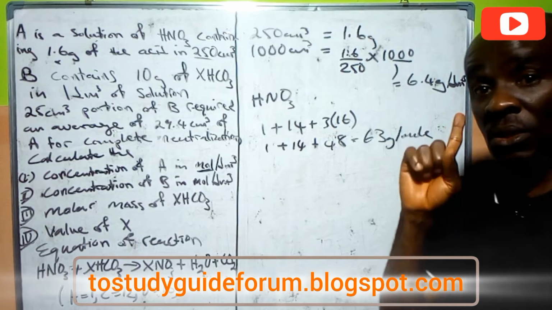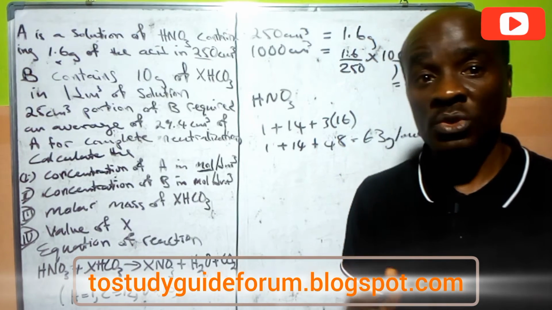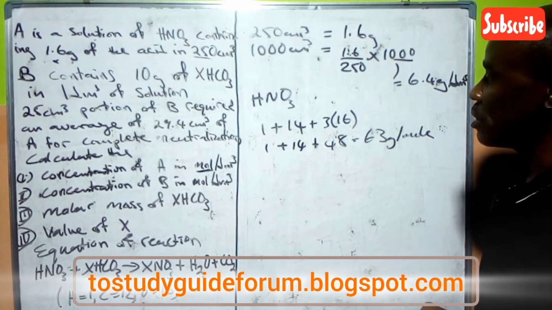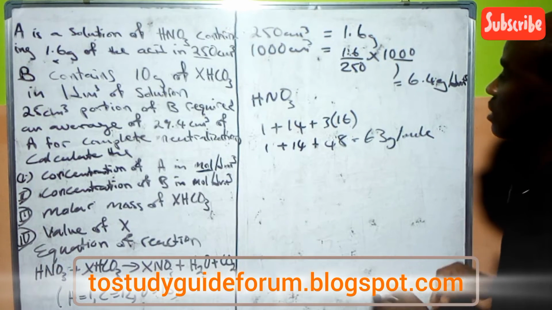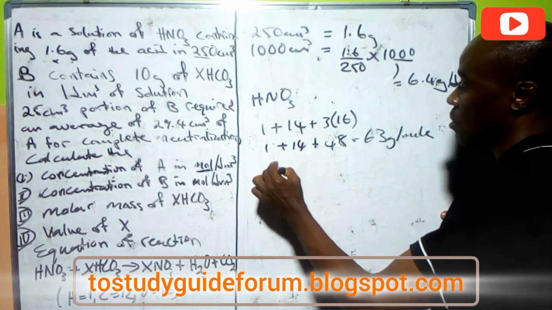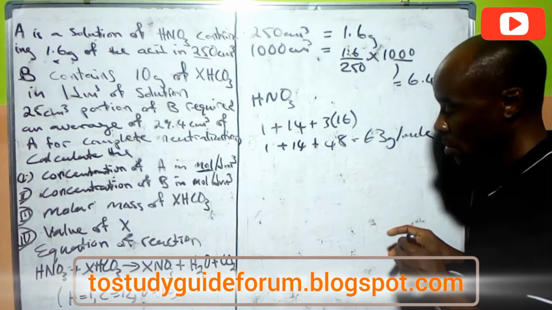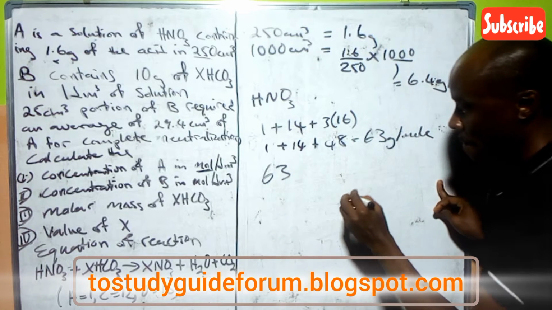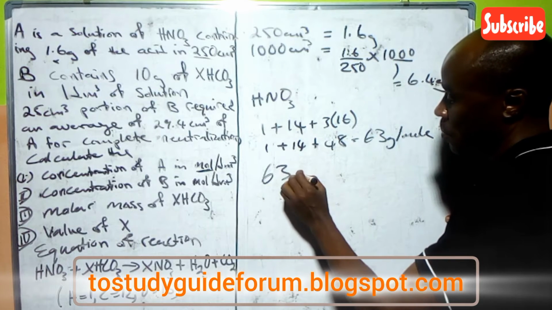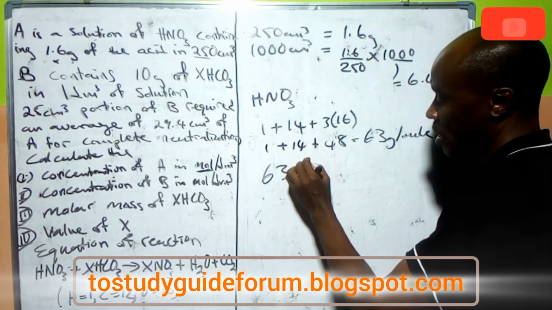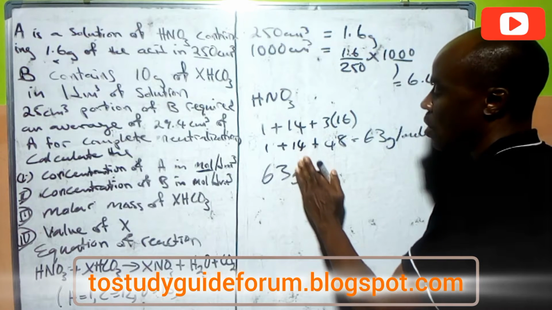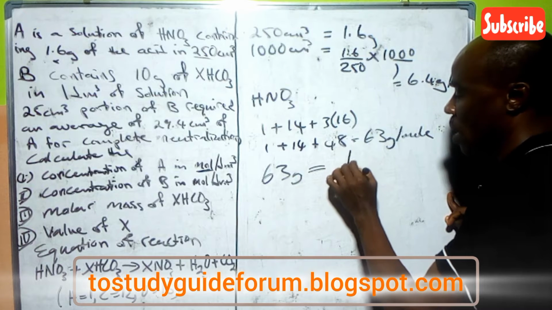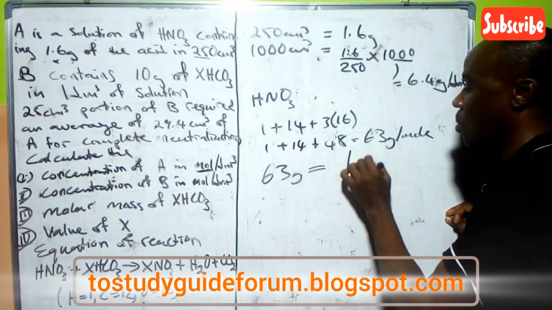And we know that 1 mole is always equal to the molar mass. So in that case, what are we going to do here? Since we know that 63 gram of the acid is equal to what? 1 mole.